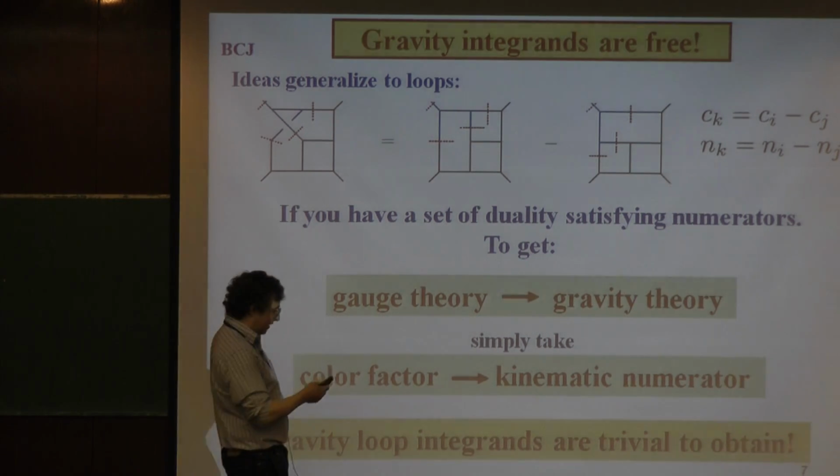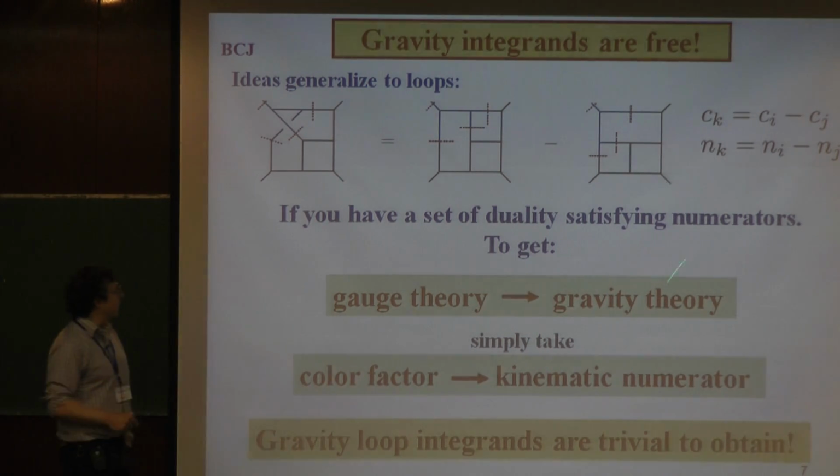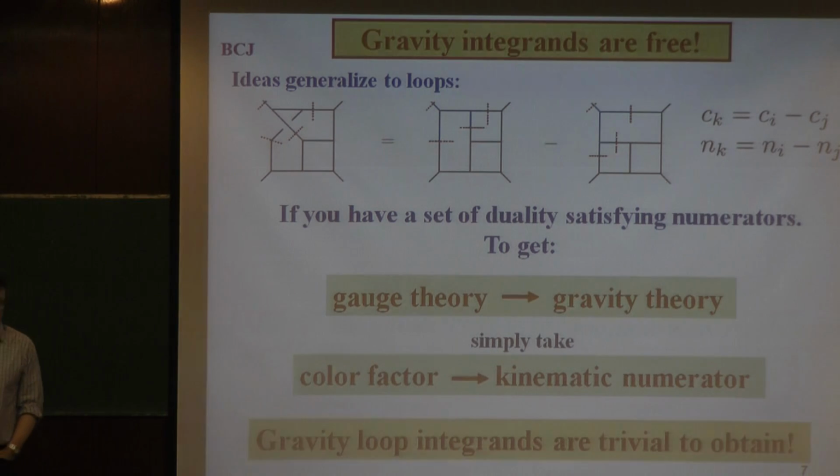And of course, this is maybe the best part: now gravity is free. All you need to do is arrange your Yang-Mills so it satisfies these properties, and then immediately you have gravity. So the problem of gravity in perturbation theory is reduced to a problem of Yang-Mills.